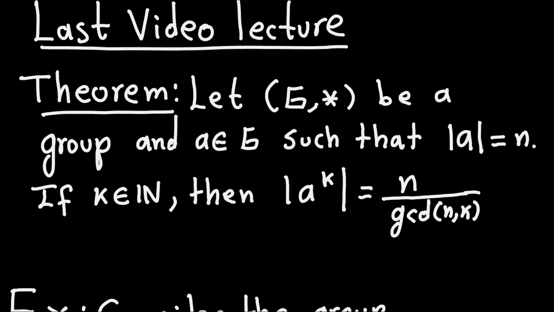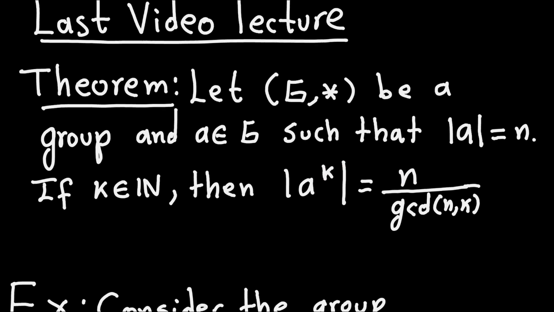The theorem says that if you have an element of order n in a group, then you can find the order of any power of that element by using this formula: n divided by the greatest common divisor between n, the order of the element a, and k, which is the exponent here. So let me give you an example.